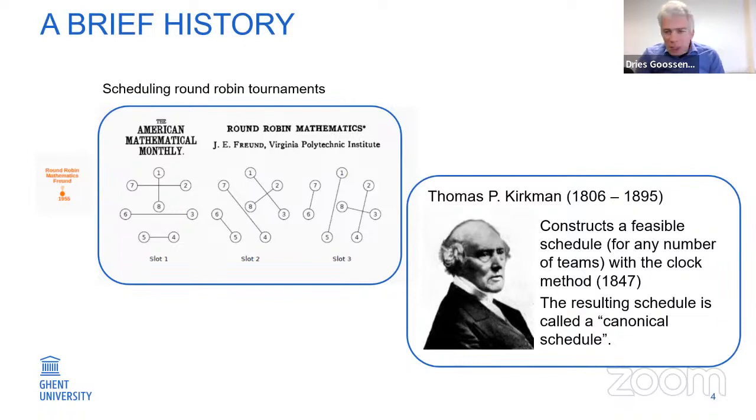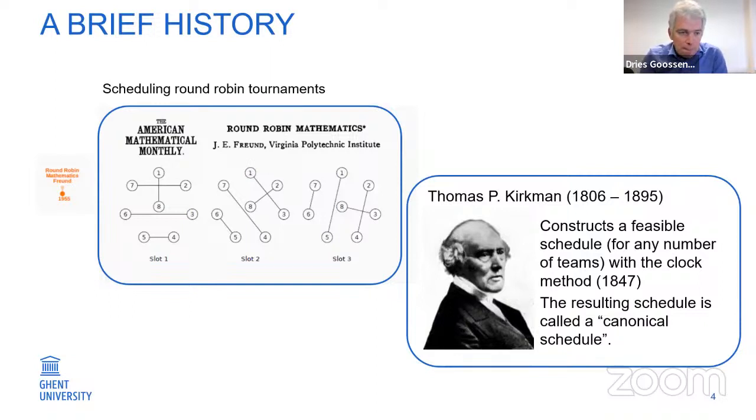Now, you may be alarmed a bit because if you think about it, in 1847, there were no sports tournaments, right? The Olympics didn't exist yet. There was no football. There was no basketball. All these things had not been invented yet. There may have been some sports, but certainly not as a pastime or as a professional activity as it is now. So Kirkman didn't study sports schedules. He studied the schoolgirl problem. But it turns out that the things that he developed for that schoolgirl problem basically translate to sports scheduling.